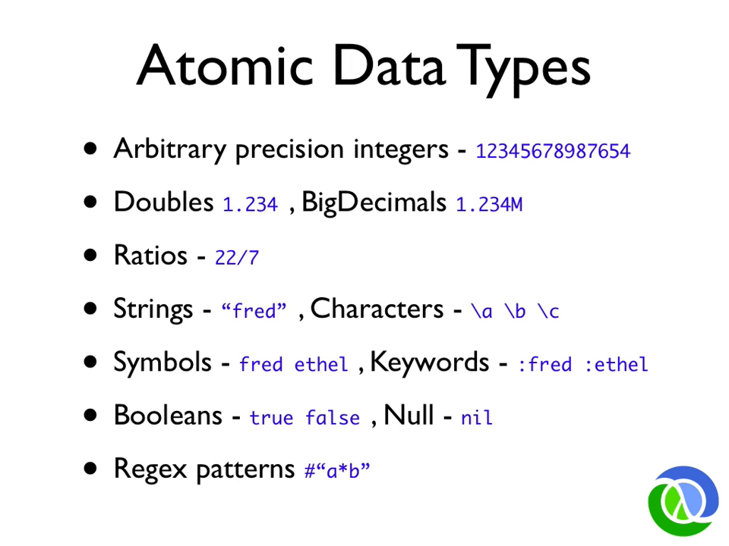You have big decimal literals. You have ratios. 22 over 7 is something. It's not divide 22 by 7. It's a number. It's a number that's not going to lose any information versus dividing 22 by 7 and either truncating or converting into a floating point format where you will lose information. So ratios are first class.